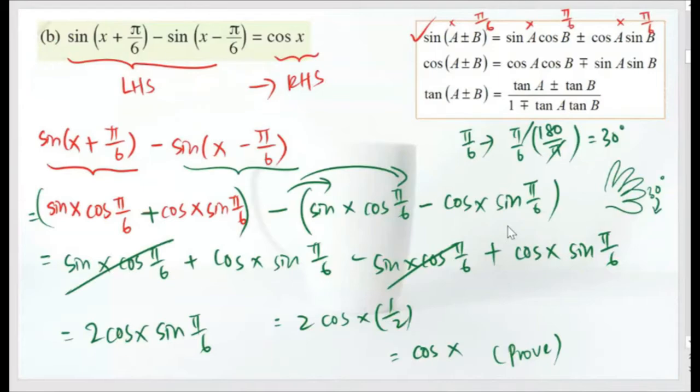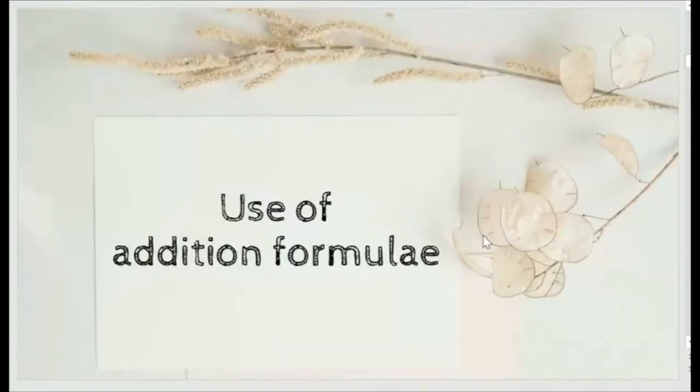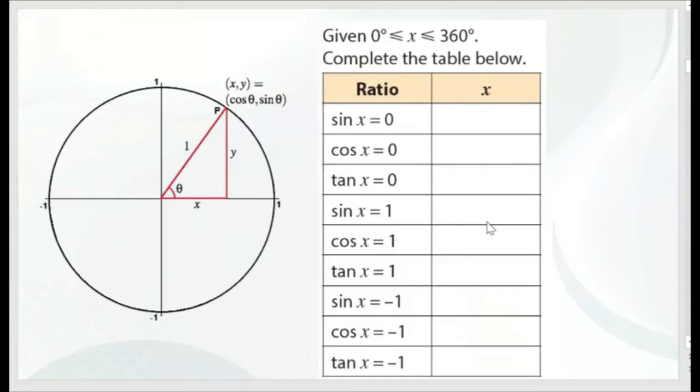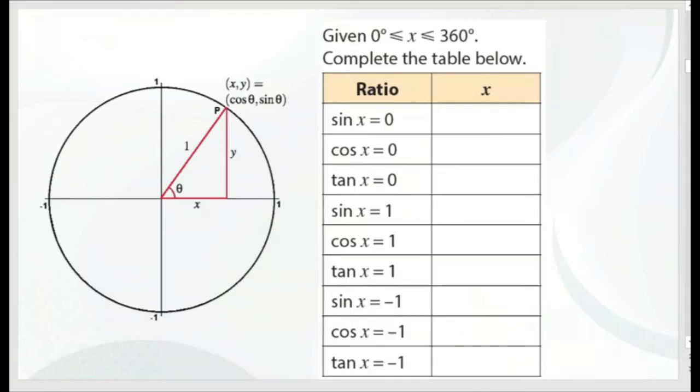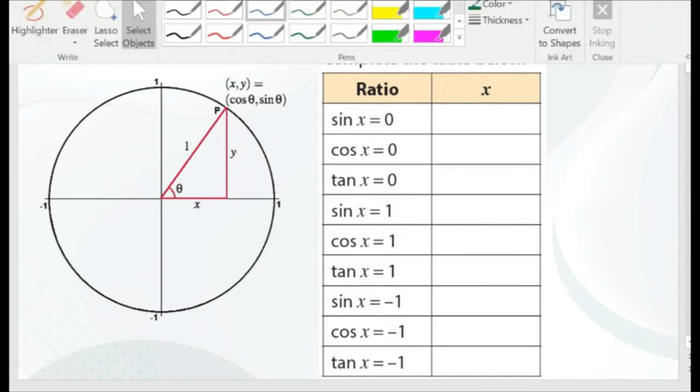Okay? No problem, right? So now we go to the usage, how we're going to use the addition formulas in our calculation. But before we go to the use of the addition formula, I'd like to do some revision with you first about how we're going to use the unit circle to find the value. What are the angles here? These are the special angles: 0, 45, and 90 degree.